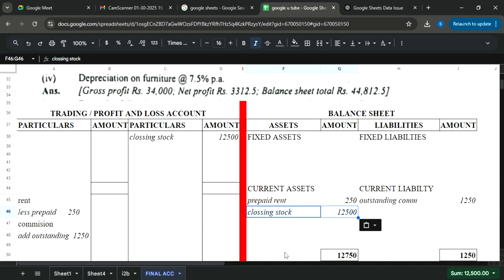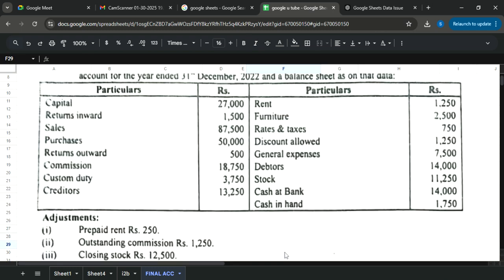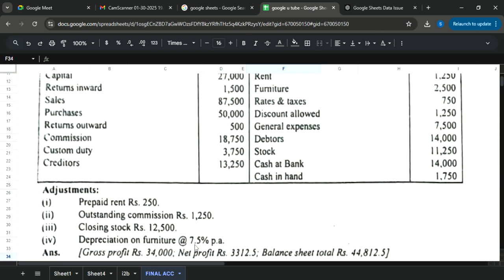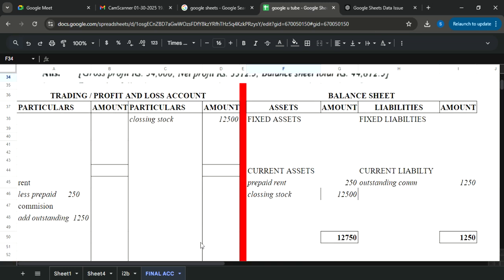So three adjustments we have completed. Now the final adjustment is about depreciation. Come over here. On the expense side, we will only calculate depreciation.